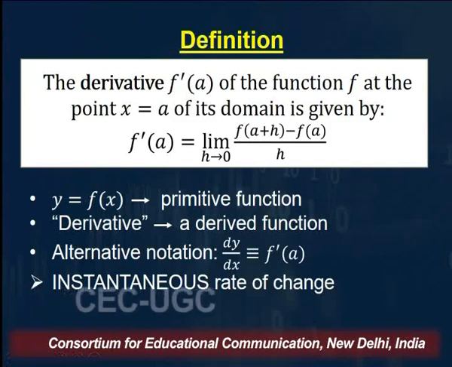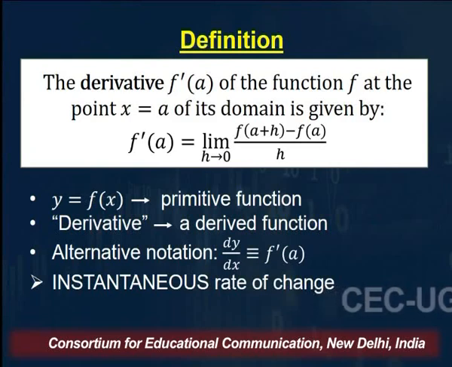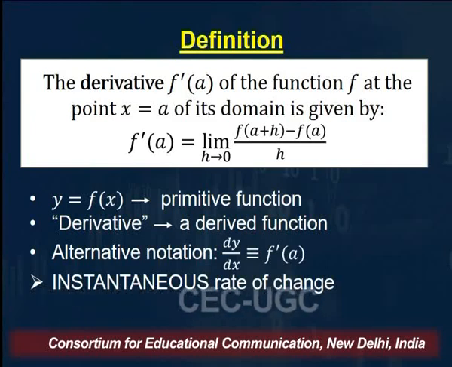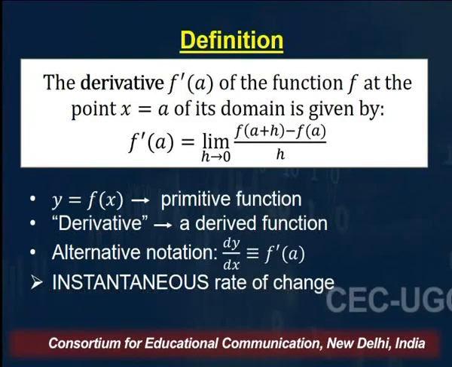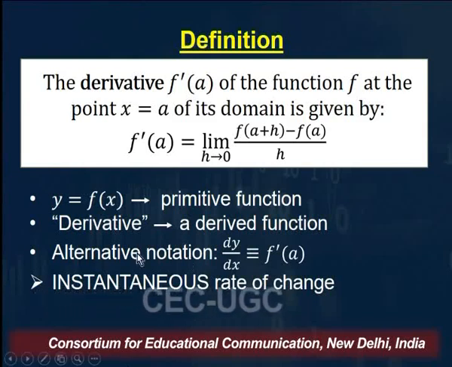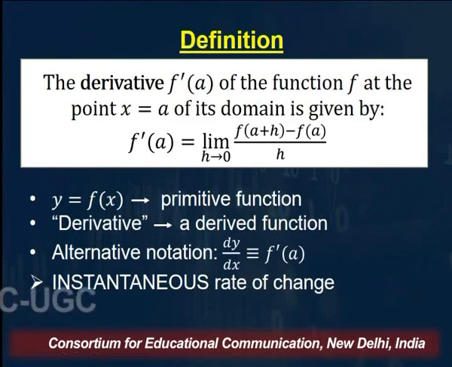Here we call the function f the primitive function, and the derivative is what is called, because derivative, a derived function. That is what the word derivative connotes. So the derivative is nothing but a derived function. Alternative notation that we use for f prime of a here is dy by dx, which actually comes from Leibniz, and this then represents what we call the instantaneous rate of change.